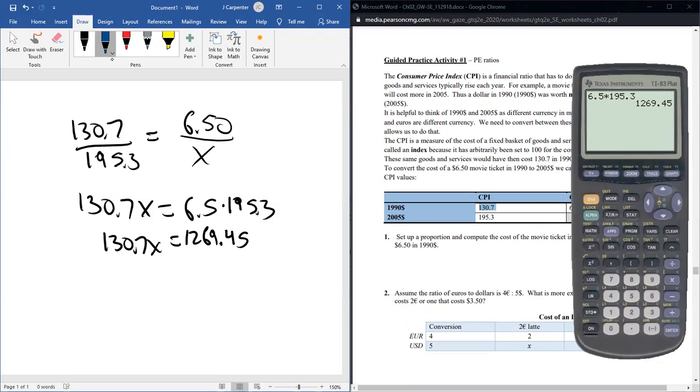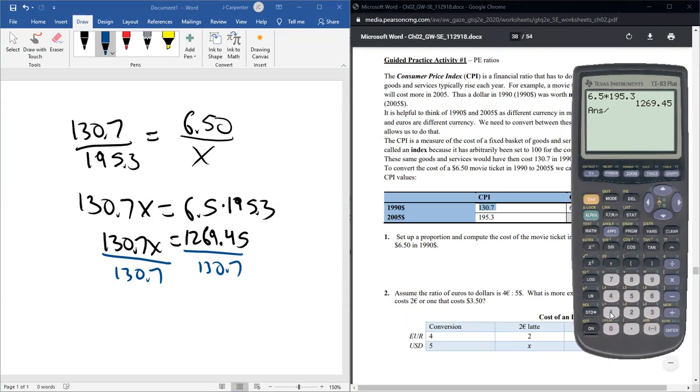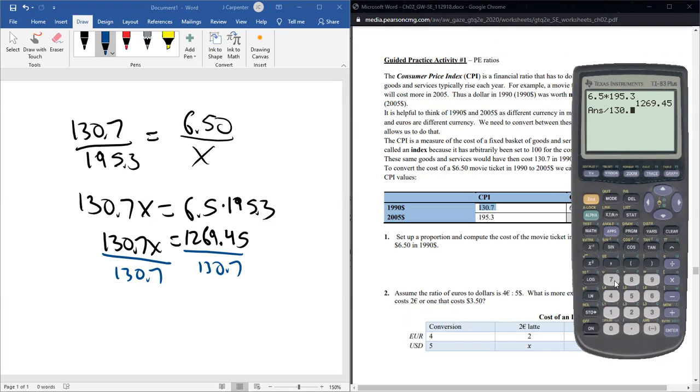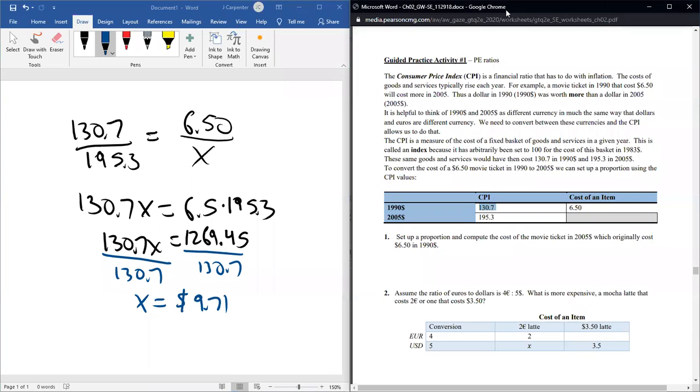Then we divide both sides by the number in front of the x, 130.7. And we can just do this, divided by 130.7. And we get 9.7. Now we're talking money, so let's go 9.71. Let's round to the nearest penny. Generally with money, we're going to round to the nearest penny unless you're told otherwise. Now remember, the answer is not just 9.71, it's $9.71 because this was a cost of an item.